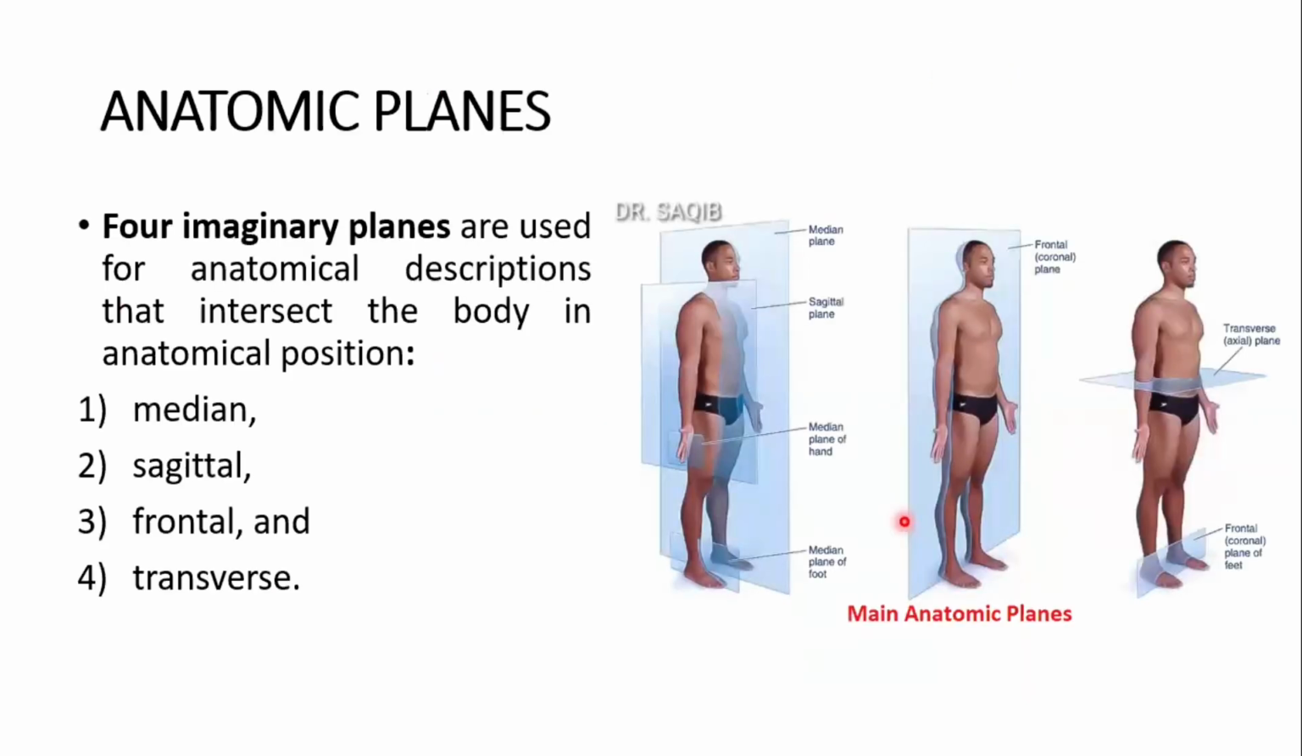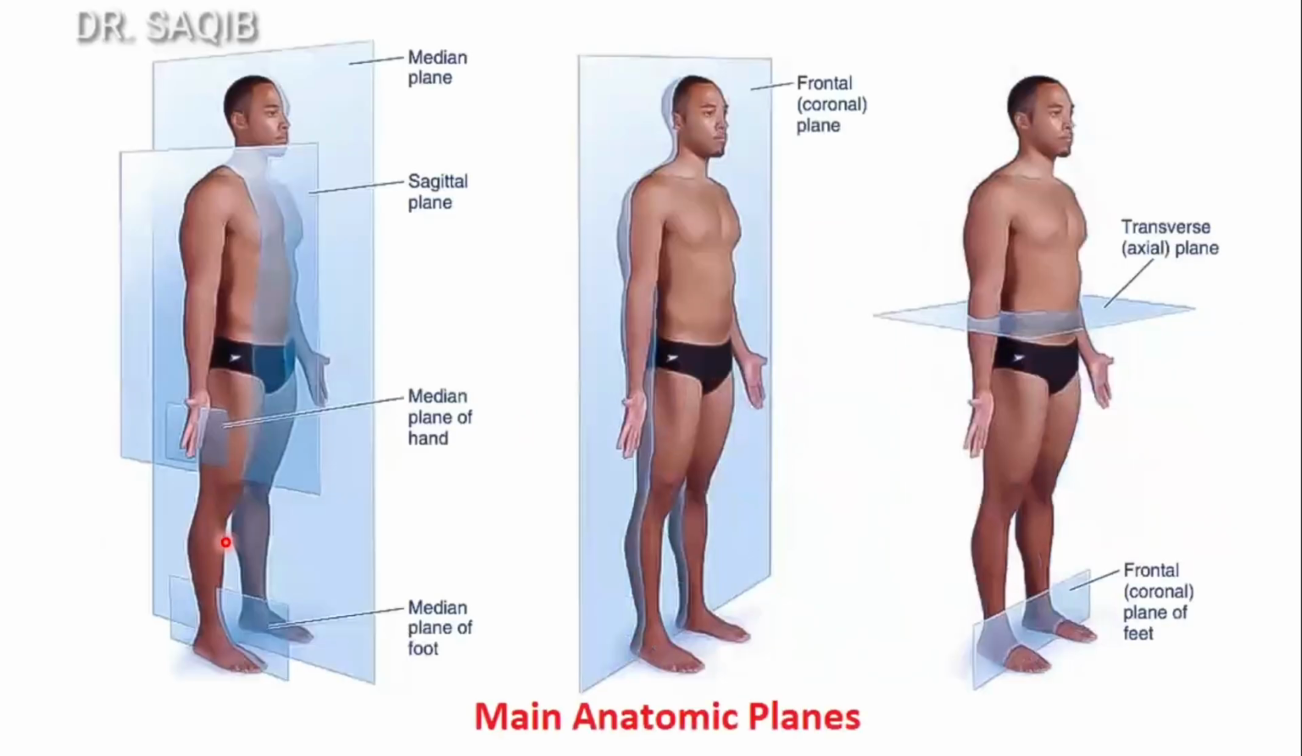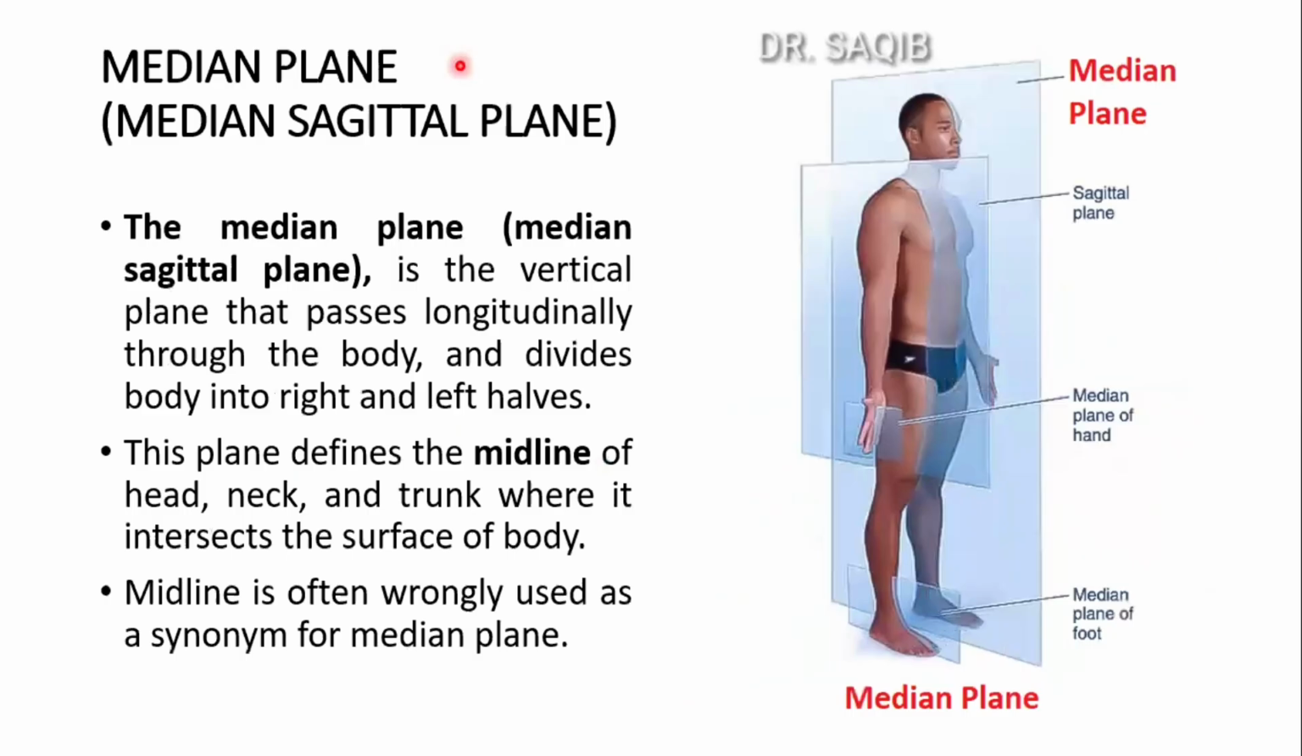So the body planes, four of them. Four imaginary planes are used for anatomical descriptions that intersect the body in anatomical position. These four planes I told you already: the median, sagittal, frontal, and the transverse. Now we'll discuss all these four planes one by one. First of all, it's the median plane, the median sagittal plane.